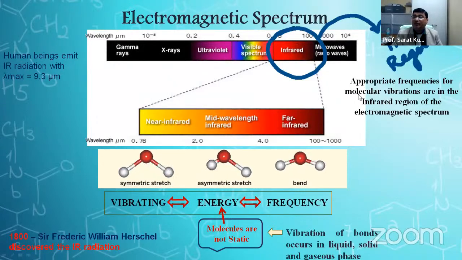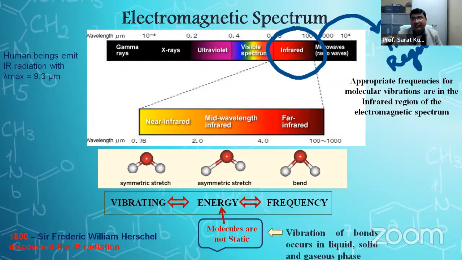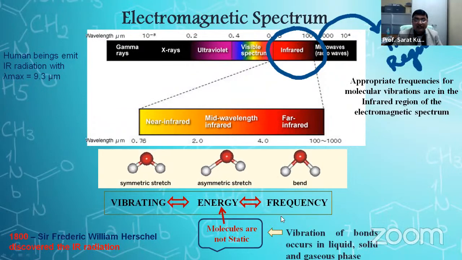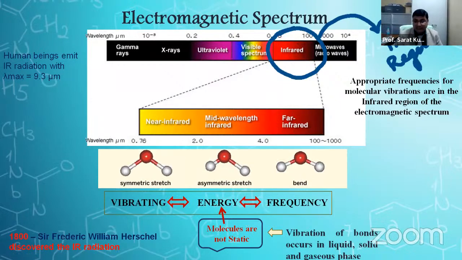The interesting part is that in this region each molecule, or rather each bond, gives a definite frequency, which is very distinguishable and helps to identify the particular compound. Then I have shown symmetric, asymmetric, and bending vibrations. I will discuss the different kinds of vibrations. The only thing is that it is vibrating, creating energy. Energy creates the frequency. I will discuss that in detail.